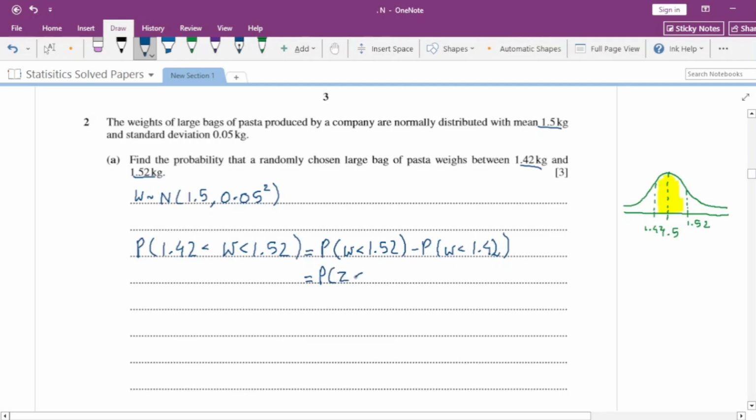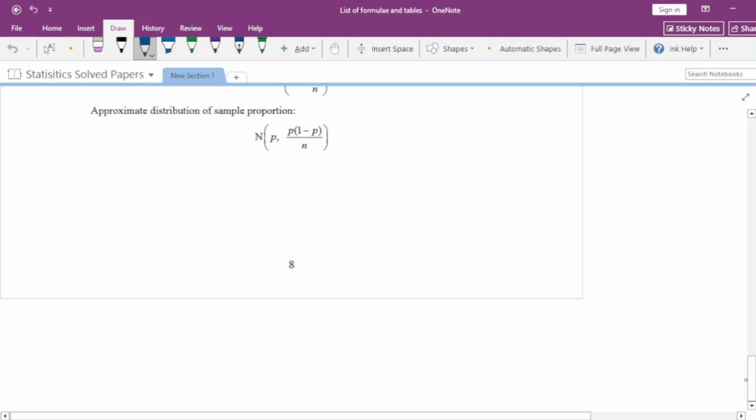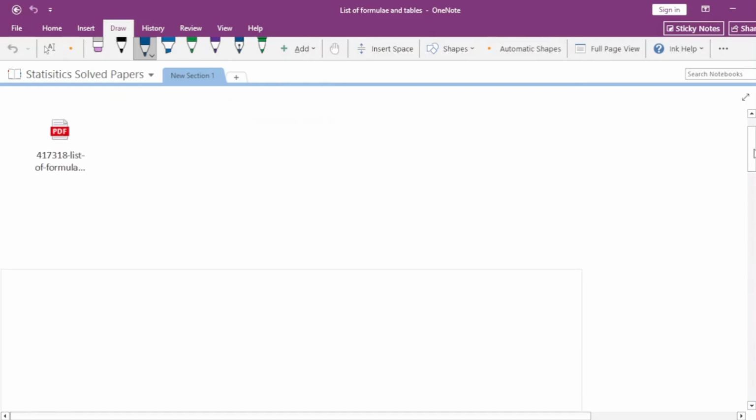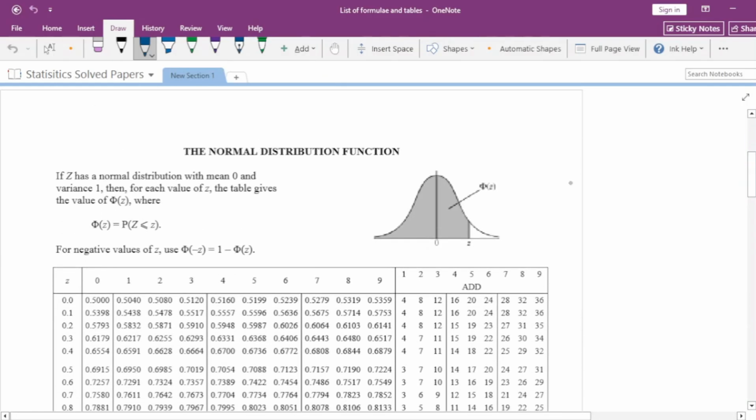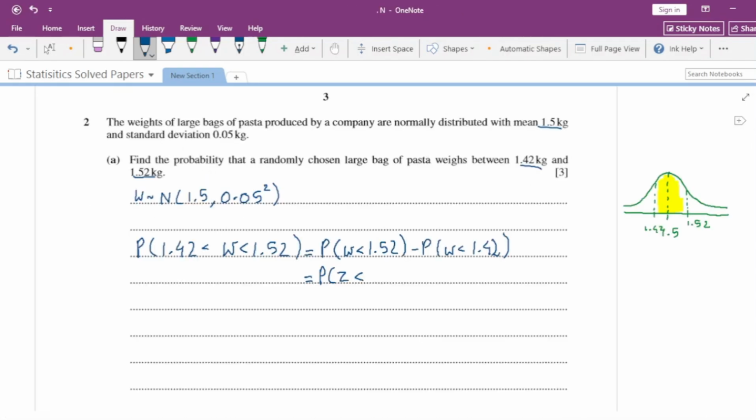We have to standardize it so that it matches our given probability table. Since we can't directly work out with the value of W, we need to standardize it first, because we only have the normal distribution for values of Z. So how do we do that?